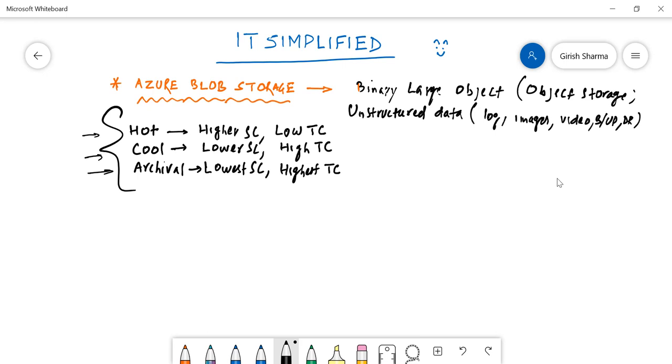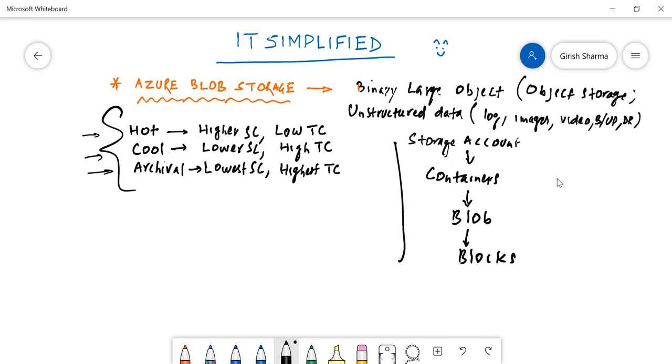Now, further looking into the blob storage. When you create a blob storage, the hierarchy is that you need to create a storage account. I'm going into the architecture now. You create containers. A container will have blobs, and a blob will consist of blocks. That's the hierarchy of the blob storage.